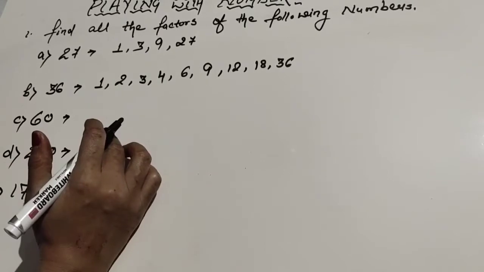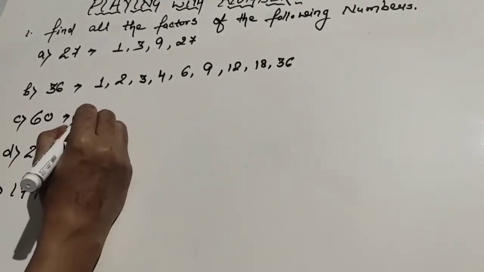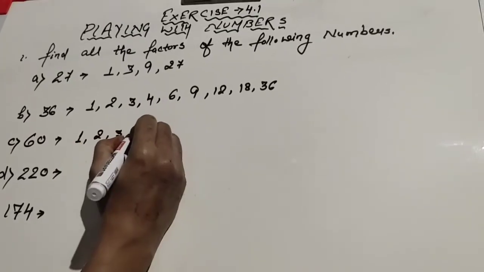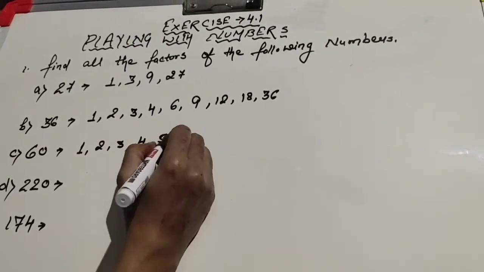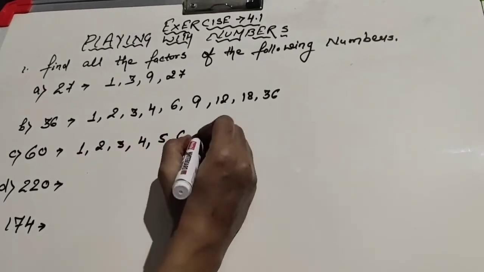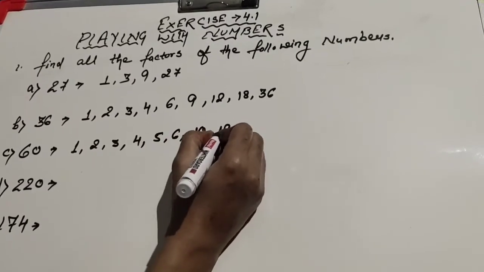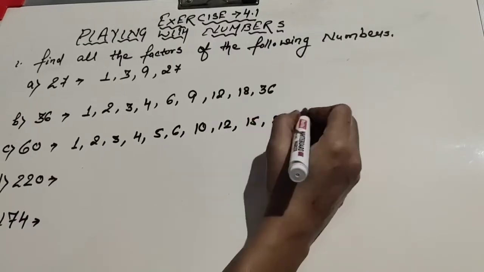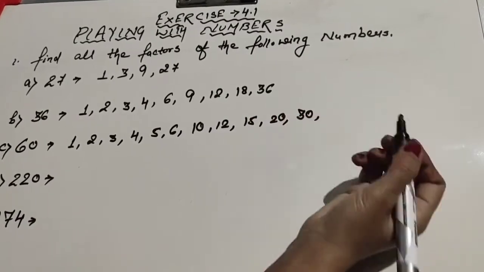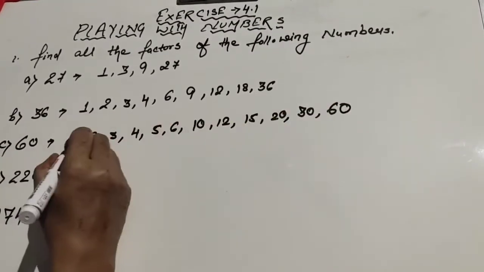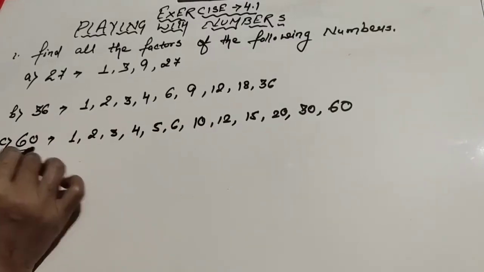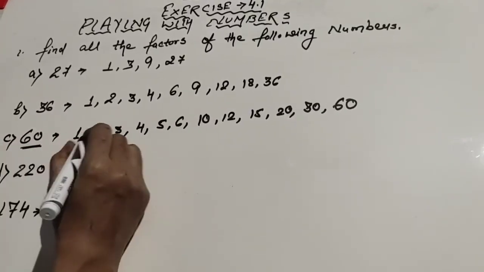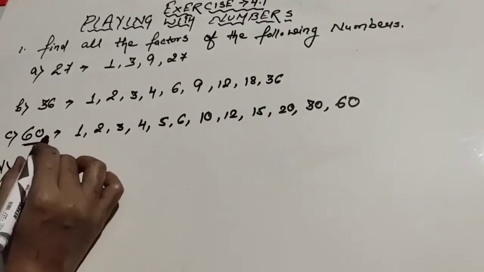Now next is 60. Same way: 1, 2, 3, 4, 5, 6, 10, 12, 15, 20, 30 and the last 60. These are the factors of 60.